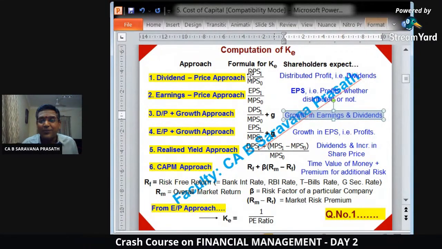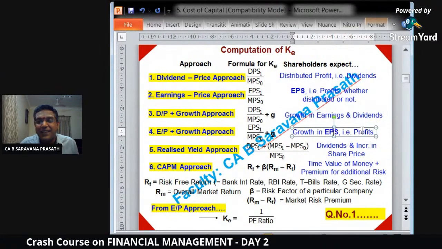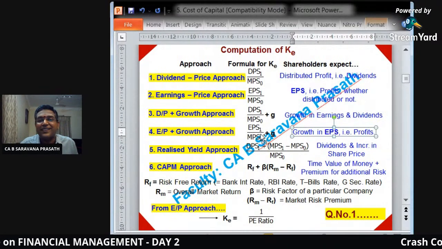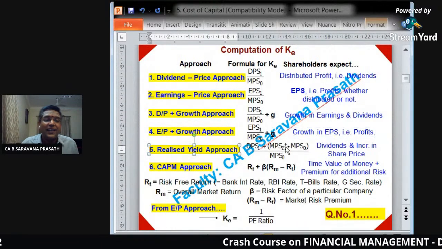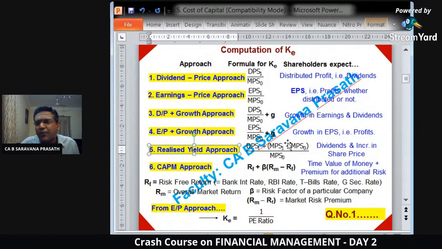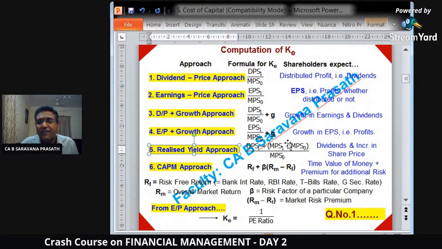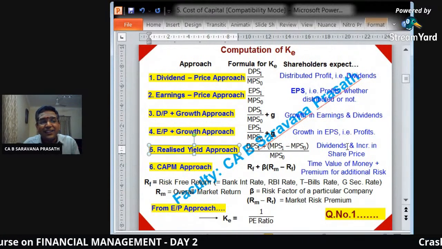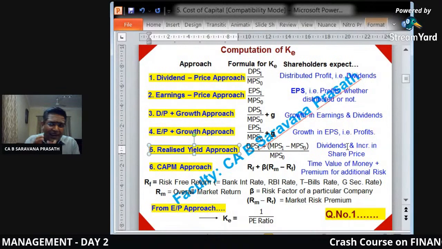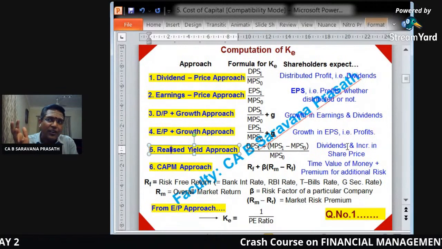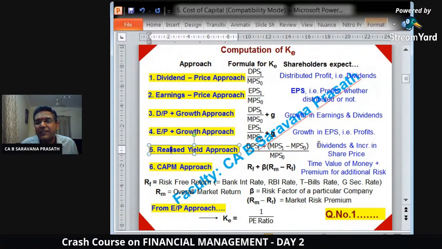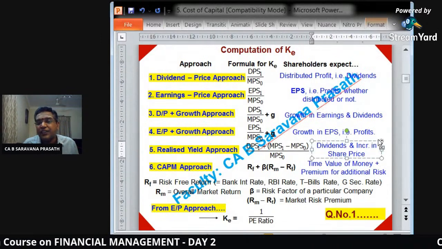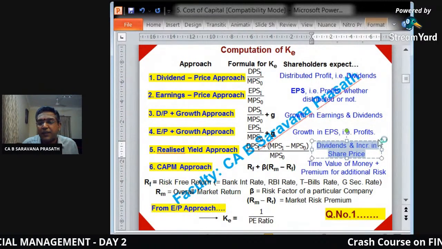The fourth approach, the shareholder is interested only in the EPS, growth in EPS. Let us keep on learning more and more. Fifth one, realized yield approach. The shareholder tries to see whether we can sell the share at the end of the year, or at least find out what I would have got had I sold the share. If I hold the share for a year, I will expect dividend, and when I sell the share, I expect an increase in the share price.